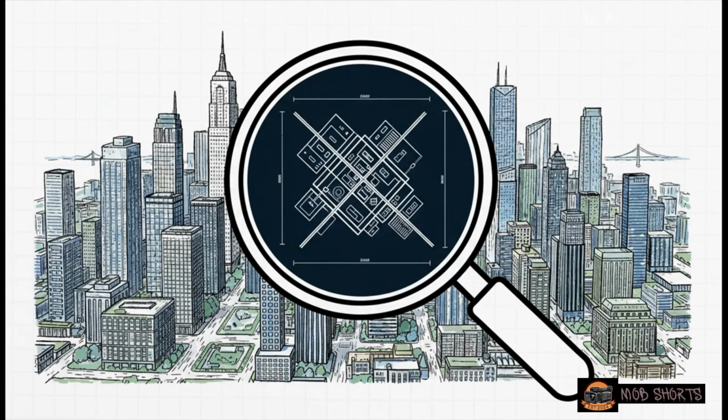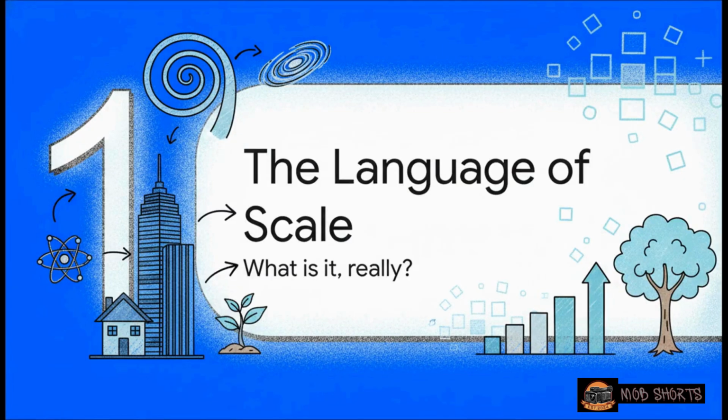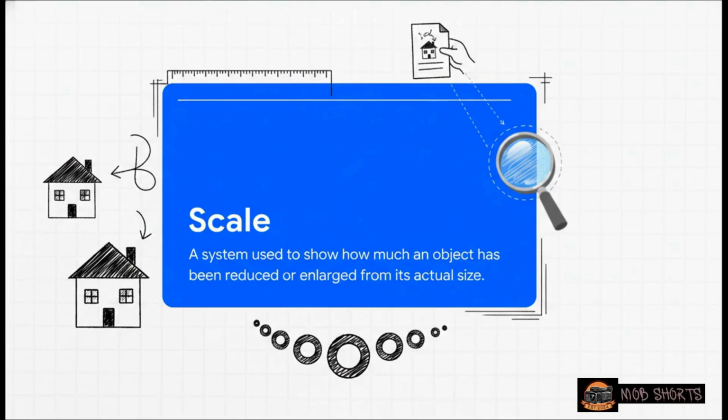Well, it's all thanks to an elegant and really powerful idea from math called scale. It's the secret ingredient that lets us represent our world accurately at any size we want. All right, so what is scale really? Let's dive in and break down this huge idea. At its heart, scale is just a system that tells you exactly how much something has been shrunk down or blown up. Think of it like a bridge that connects the drawing in your hand to the actual object out there in the real world.